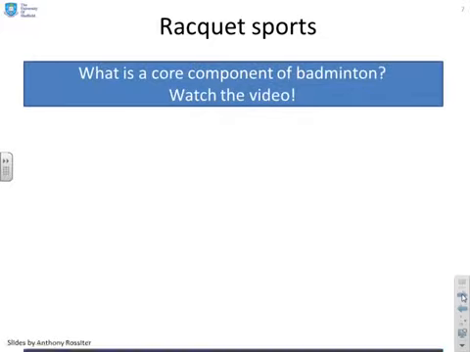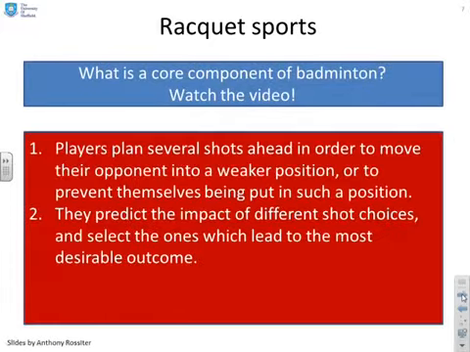So what's a core component of badminton? Now, anyone who's played a racket sport will probably understand this. Good players will plan several shots ahead in order to move their opponent into a weaker position. Okay? Or, alternatively, to prevent themselves being put in a weaker position. Once you've got the opponent in a weak position, you're then able to maybe punish them and win the rally.